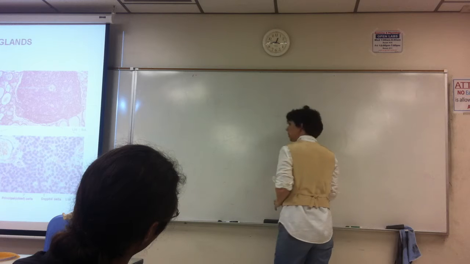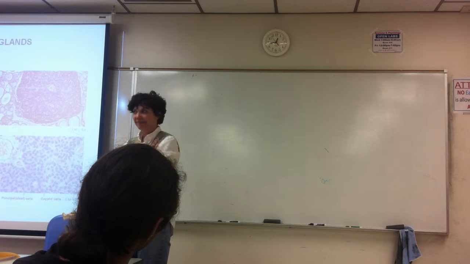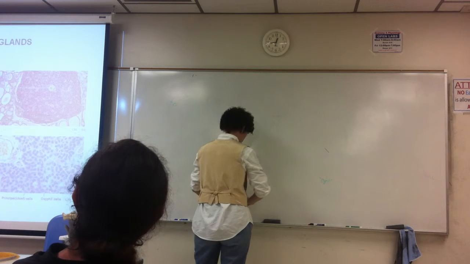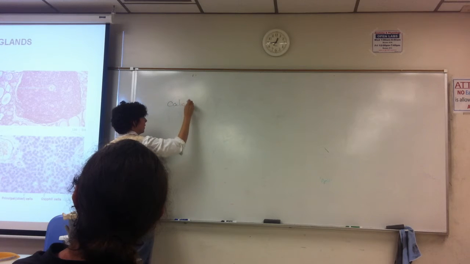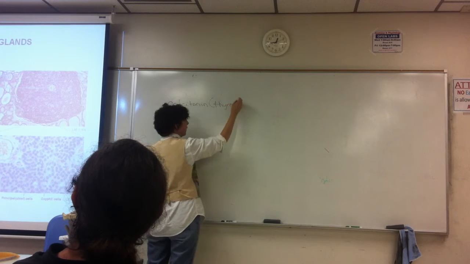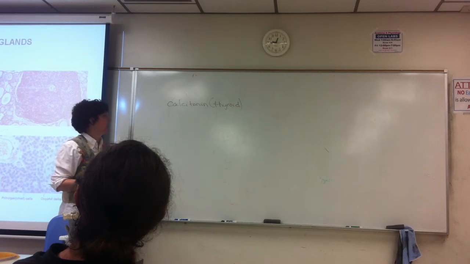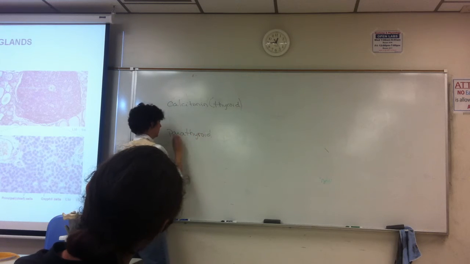Which one makes calcium levels go up? You would think so? Estrogen? It's the opposite. Okay. So calcitonin is produced by the thyroid gland, outside the follicle. There are small clusters of cells between the follicles that produce calcitonin. And then parathyroid hormone is also known as parathormone.